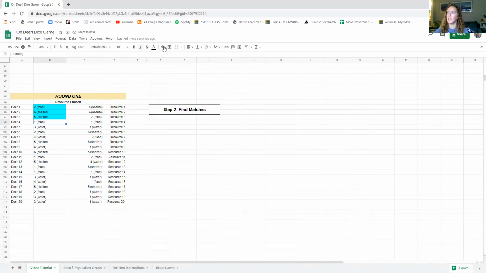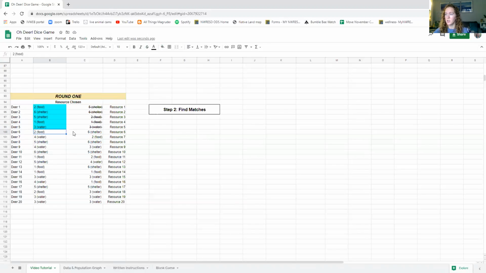Food, do I have food? Oh, look, right next to it. So highlight and cross out. Water, again, right next to it. That's easy. That's random, okay? Not because it's right next to it that it matches, but because we have the resource available anywhere.